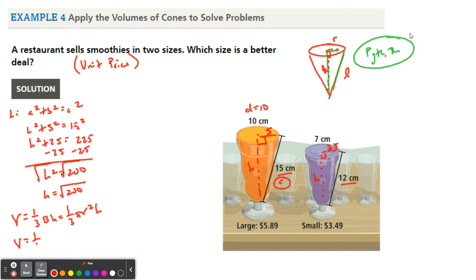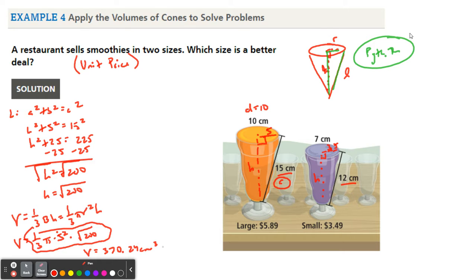Right, so volume equals 1/3 pi. The radius is 5, so times 5 squared, and then your height is the square root of 200. And you would type all this in at once, right? All of this. And we get a volume for the large cone, the upside down smoothie glass, of roughly 370.24 centimeters cubed.